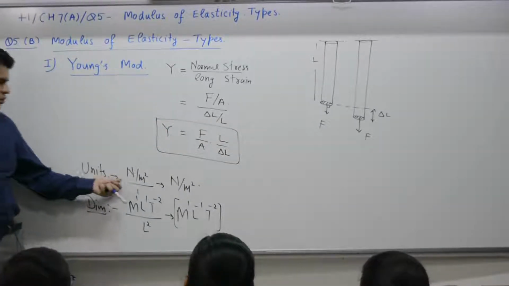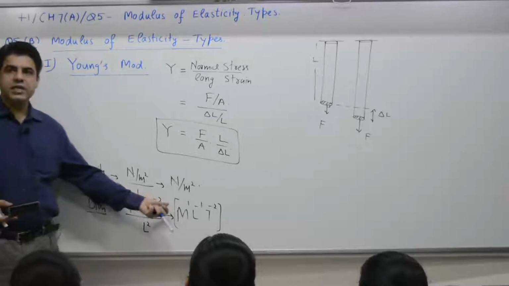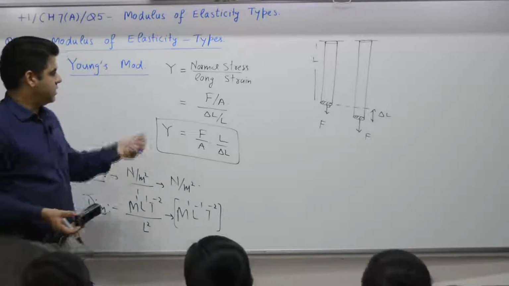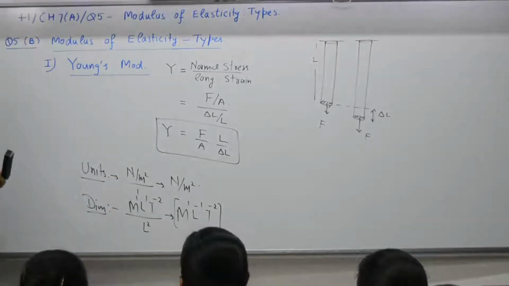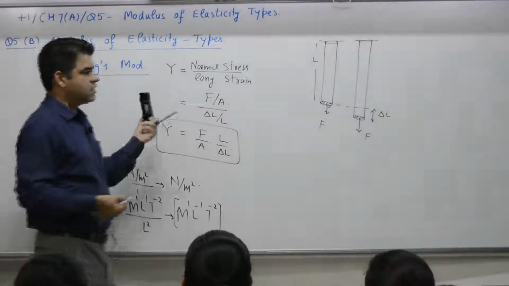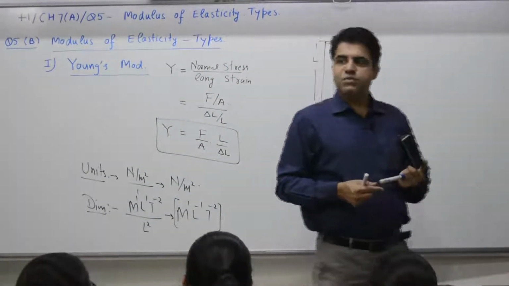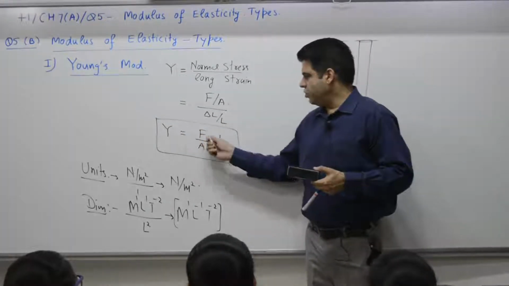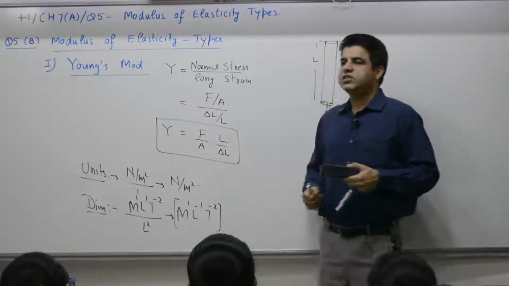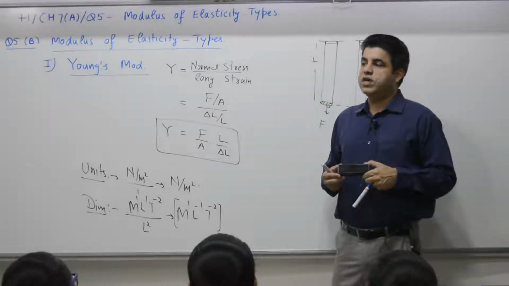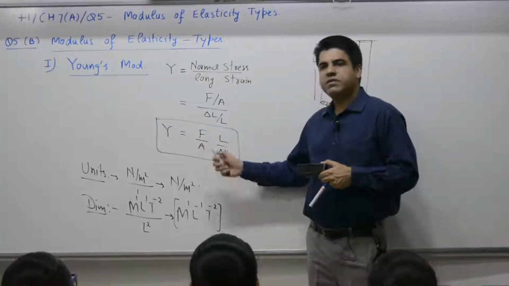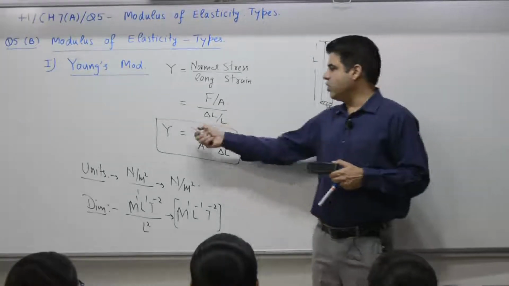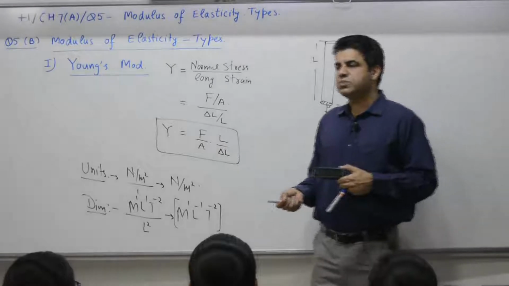Units are the same, Newton per meter square. Dimensions are the same. For all these categories, Young's modulus, bulk modulus, eta, the units and dimensions are the same. What is the significance of Young's modulus? If Young's modulus is high, what does it mean? You apply force and the increase in length is small. For steel, you apply too much load, force is very large, but delta L is very small. Young's modulus is of the order of 10 raised to power 11 for steel.